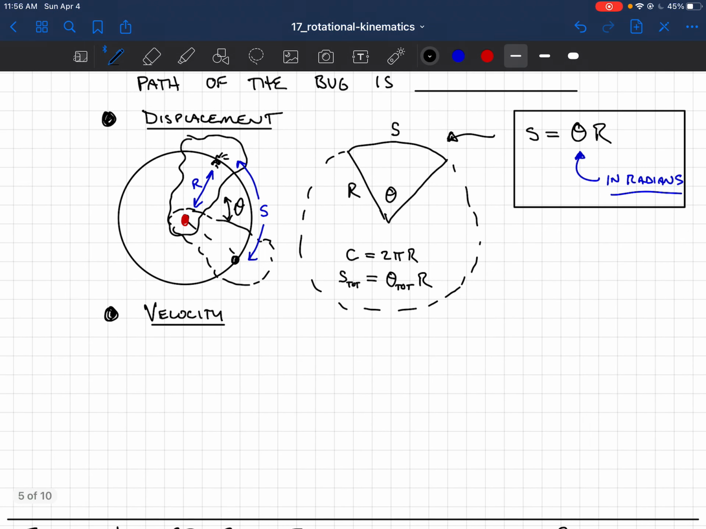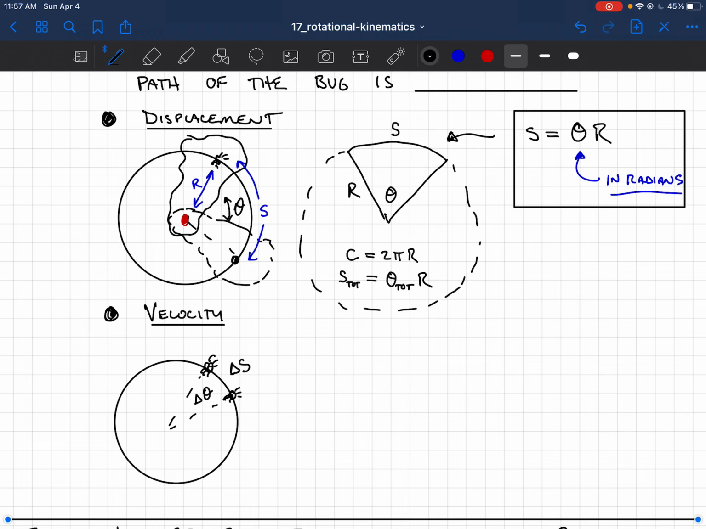What about velocity? Well, let's draw our circle again. So we have the bug. At one moment it's here. At the next moment it's here. And we're wondering, how do you relate... actually, let's put it a little bit closer together. Let's just consider a shorter distance traveled. So we're wondering, how do you relate the change in the angular position to the change in the translational position, delta s?